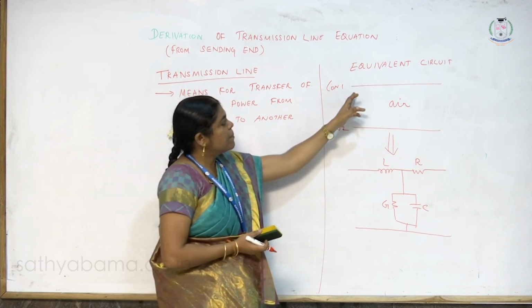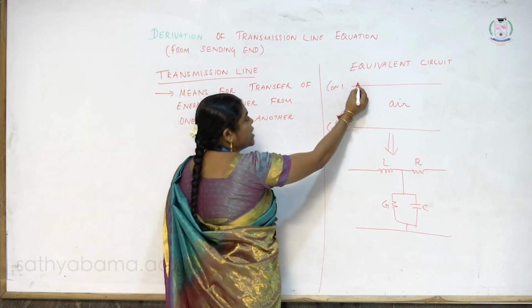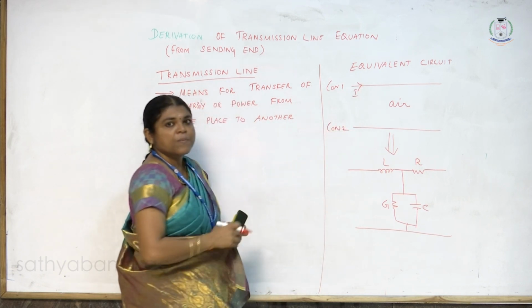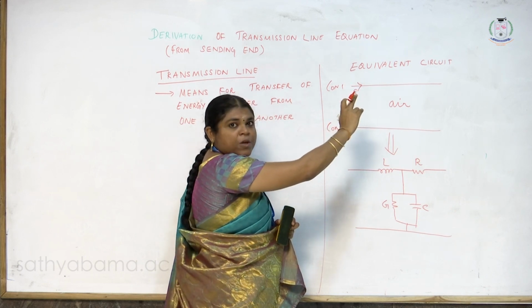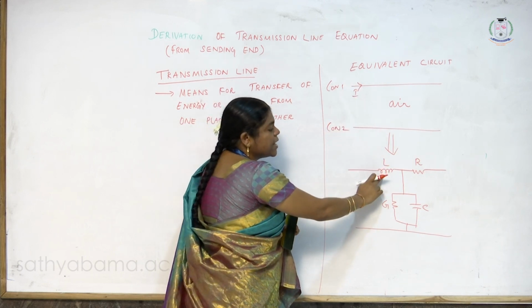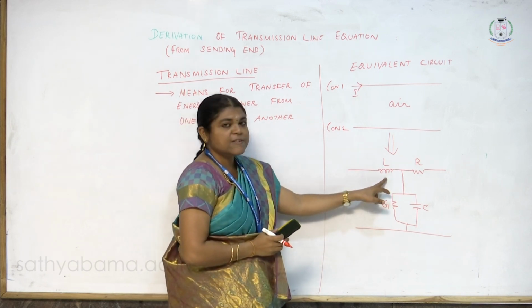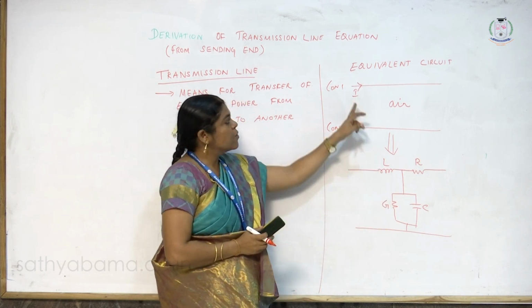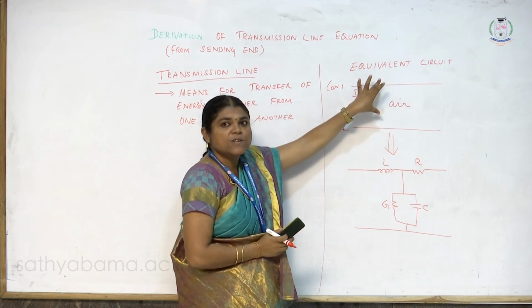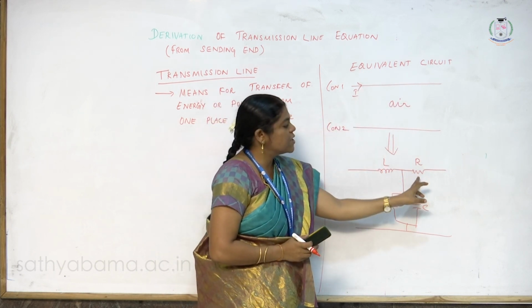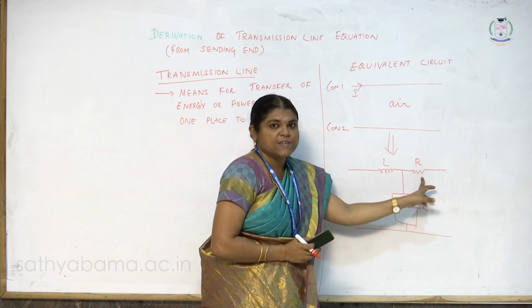If a current I is made to pass through this conductor, we find that there is a magnetic field around this current carrying wire. This magnetic field can be illustrated by means of a series inductor. Due to this current flow, there is also going to be some voltage drop across this conductor, which can be illustrated by a series resistance.